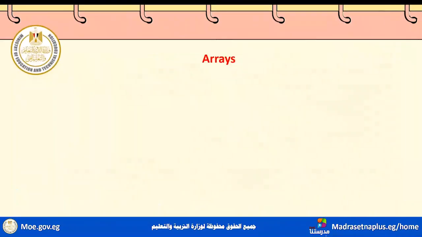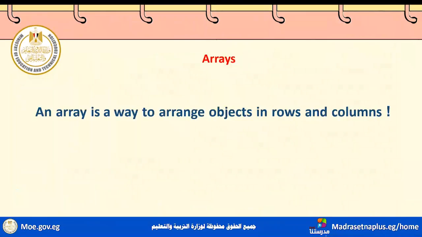So what's meant by array? An array is the way to arrange objects in rows and columns. So that means what? An array consists of rows and columns. If there are no rows and columns, there is no array.